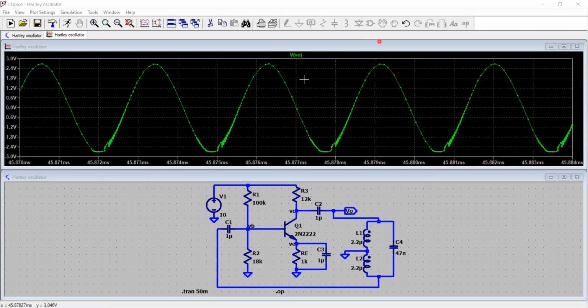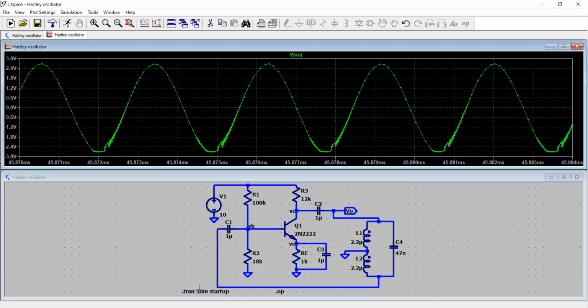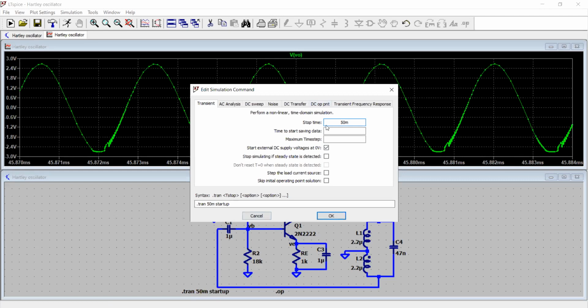Now let's do one thing. What we are going to do now is add the startup command in the transient analysis. Right click here, and I will just type space and then startup. That's the command. Okay, maybe a little bit increase the time to 50, then maybe 60 millisecond.